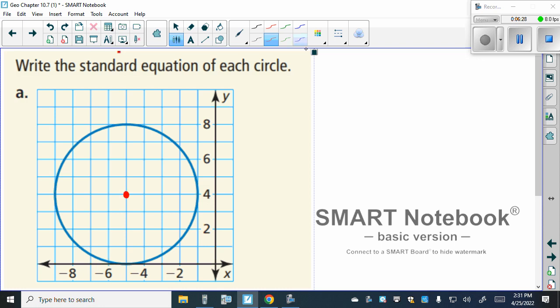So we can try this point and see. So here we have a distance of 1, 2, 3, 4. If we go up 1, 2, 3, well, that's still a distance of 4. Here, 1, 2, 3, 4, 1, 2, 3, 4. So, okay, so that is the center.